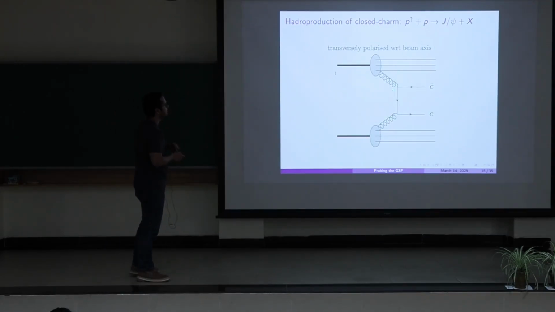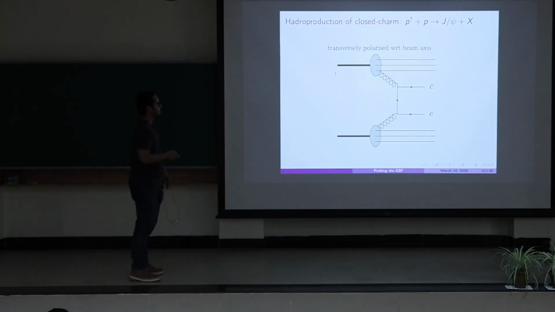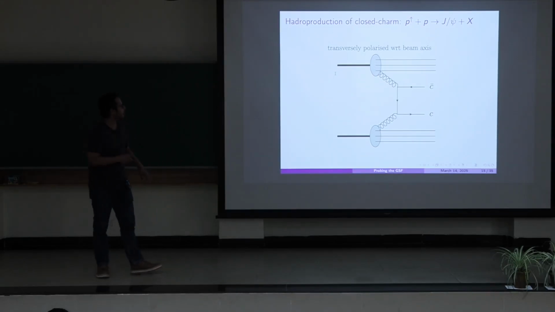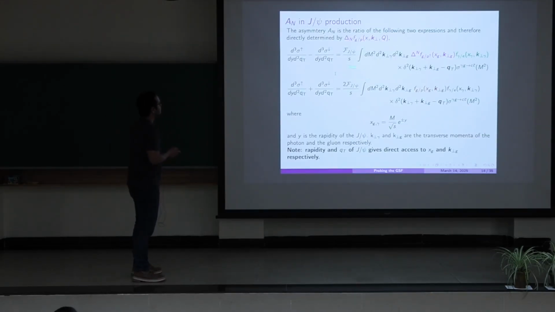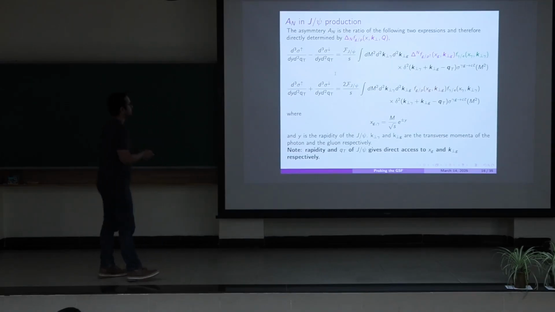So J/psi production is something that can be observed at RHIC. You have a proton coming in, which is transversely polarized, another unpolarized proton, and they fuse to form the J/psi, and we treated the formation of the J/psi with the color evaporation model, because a more sophisticated treatment is not required at this stage. And basically, you have an asymmetry. The asymmetry has a numerator and denominator, and the numerator is proportional to the gluon Sivers function. And the rapidity and the qT of the J/psi gives direct access to the gluon x distribution and the transverse momentum distribution with this setup.